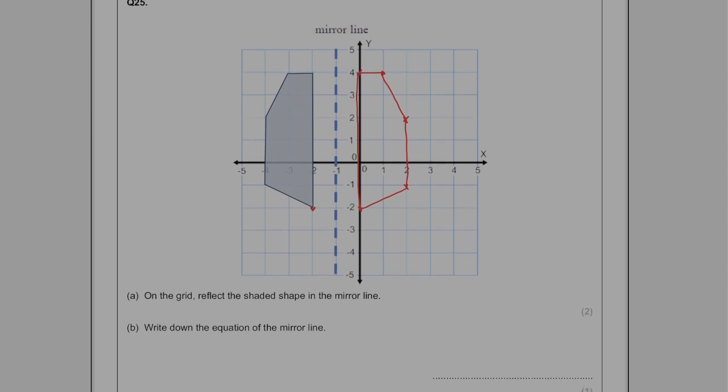Okay, write down the equation of the mirror line. The mirror line is this vertical line here, so that is the equation x equals minus 1.